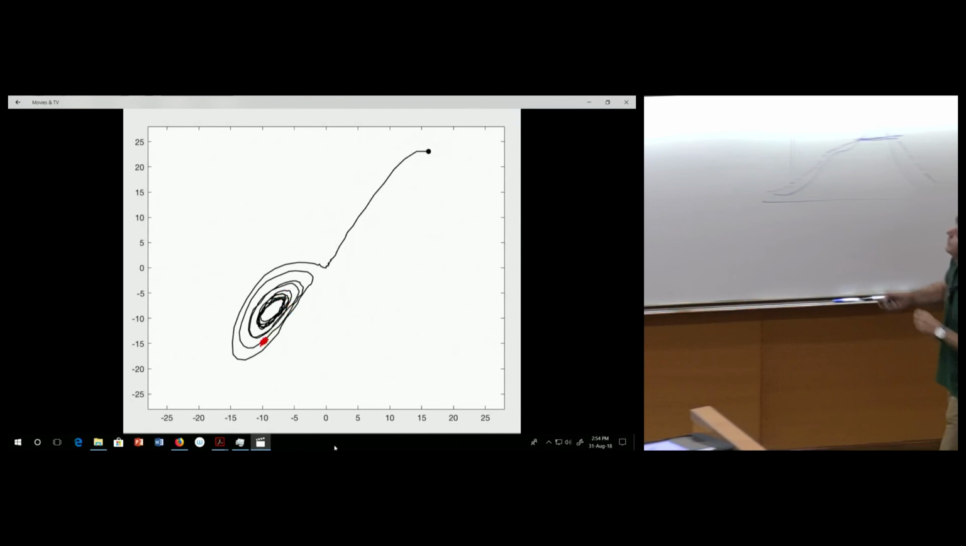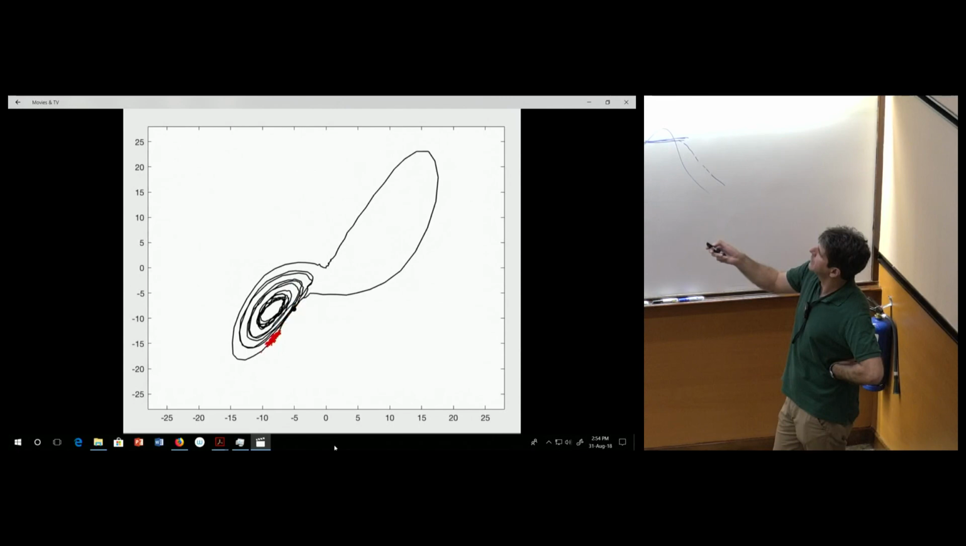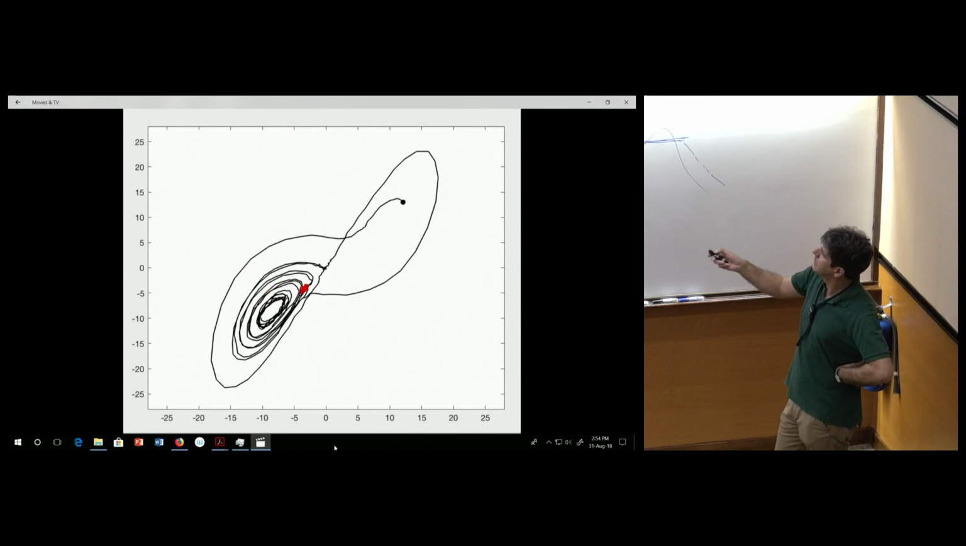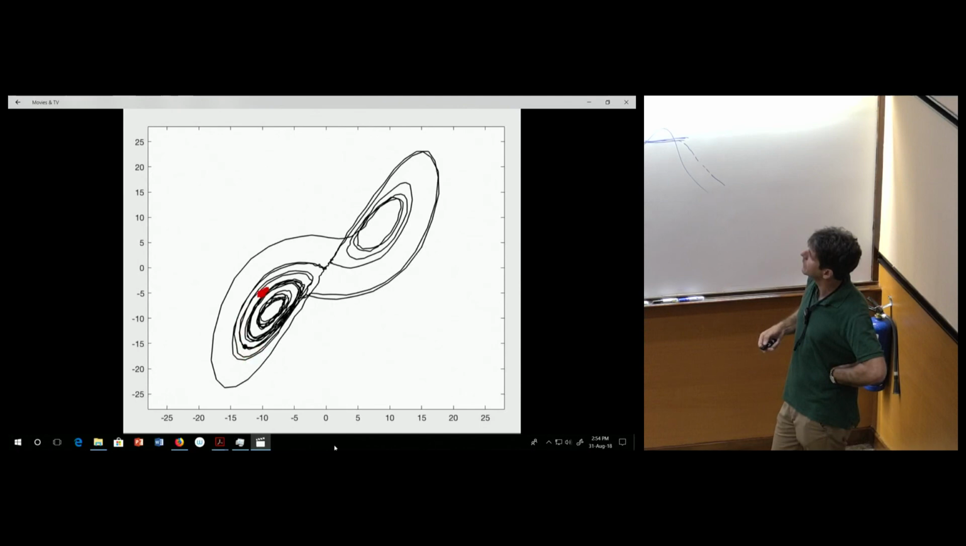The black dot is the current state, how it evolves. This is a projection on a plane of two of the coordinates of the Lorenz system. The red cloud is the particles of the bootstrap filter. You see it's struggling to track, and often it gets lost, especially when there is a transition from one lobe to the other. The filter struggles to follow. You see the difference. Here it switches and the particles stay here.